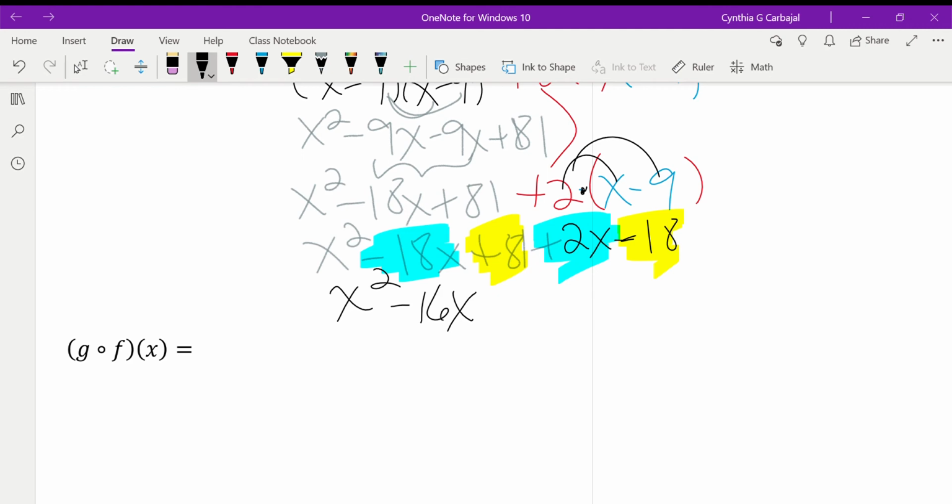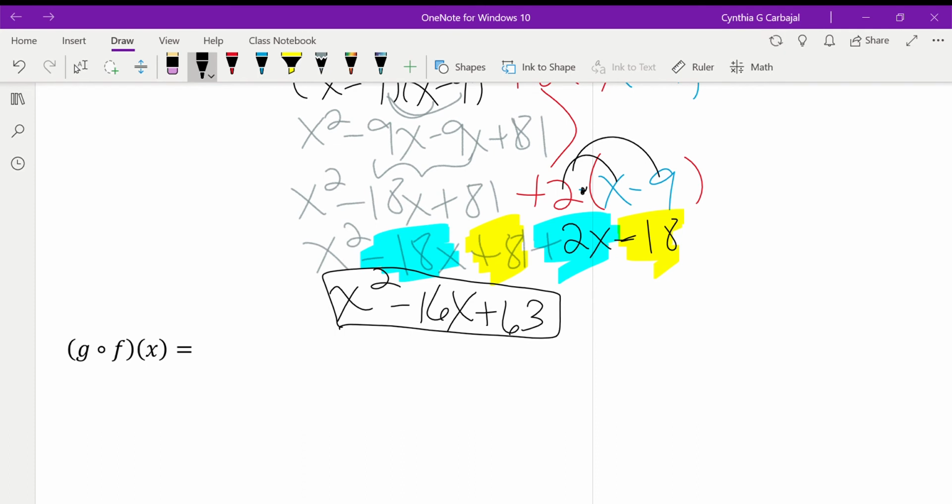We'll combine the 81 with the 18. So we're going to subtract 18 from 81. So 63. And positive because 81 is positive and it's bigger than 18. Alright, that's our answer. Let's go to the next one.